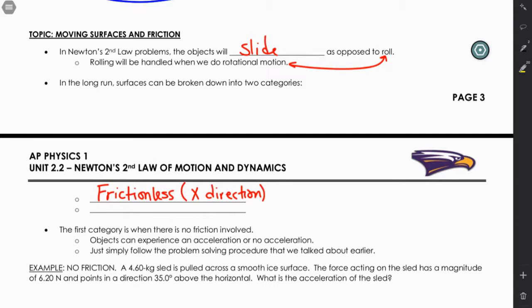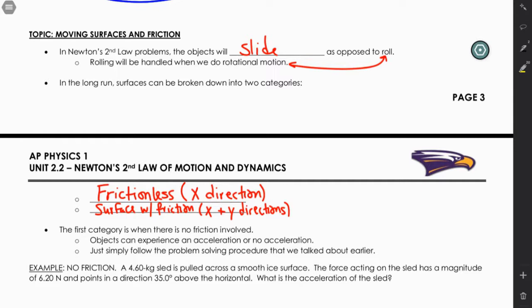And then the second category is when you do encounter friction. So you're going to encounter a surface with friction, which means you're going to have to account for the x and y directions, because there's going to be something in the vertical direction that you need in the horizontal direction.